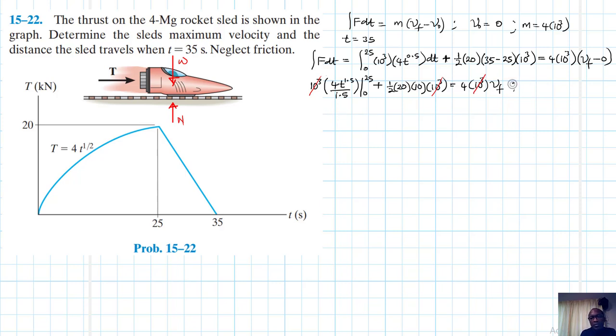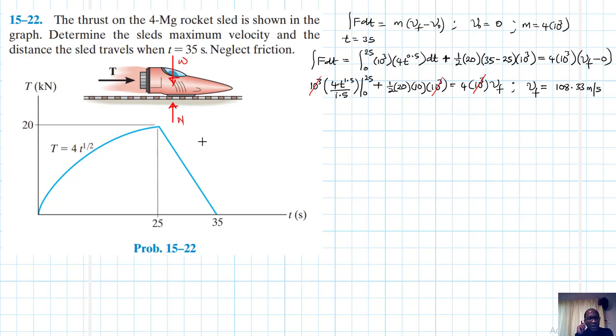Then we have v final is just going to be equal to 4 by 25 to the power 1.5 divided by 1.5, plus 0.5 by 20 by 10, then divided by 4. So we have the final velocity, which is just 108.33 meters per second. This is very high.